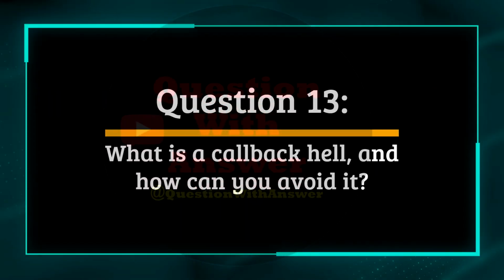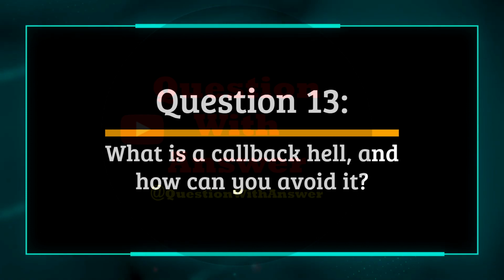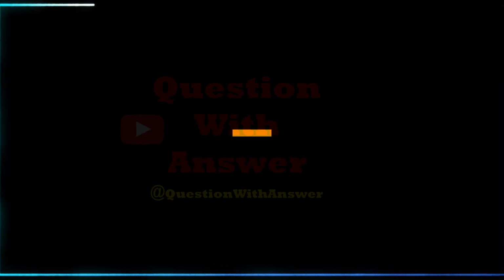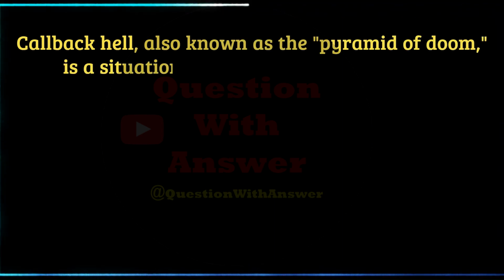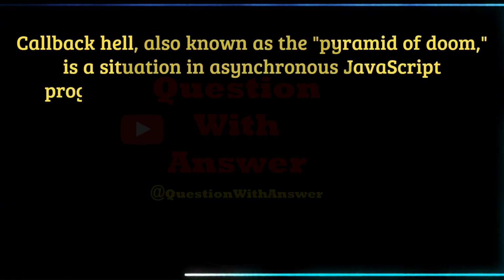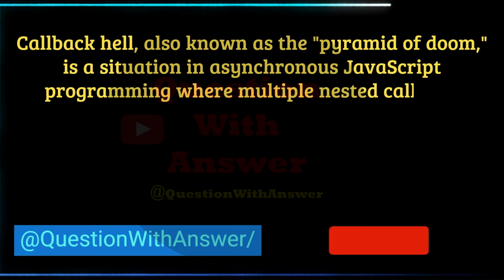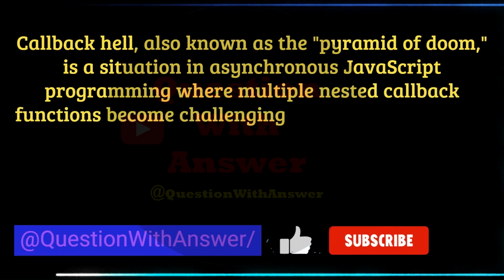Question 13. What is a callback hell, and how can you avoid it? Callback hell, also known as the pyramid of doom, is a situation in asynchronous JavaScript programming where multiple nested callback functions become challenging to read and maintain.